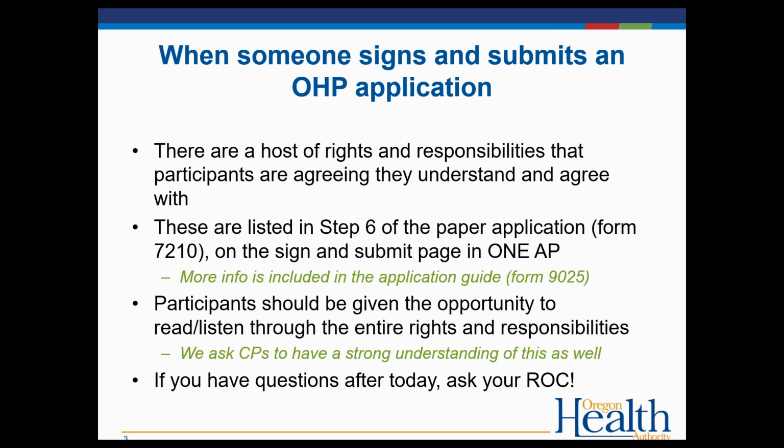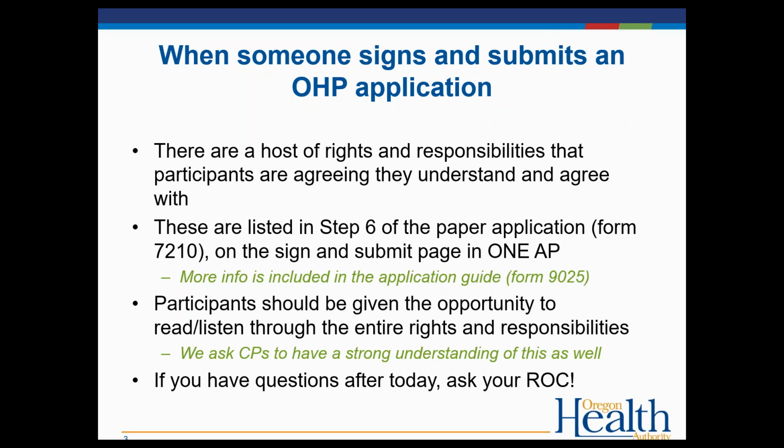I want to start out by saying that there are a lot of different rights and responsibilities built into both the application and the application guide, and we're not going to be going over all of them exhaustively. There are a lot of things people are agreeing that they both understand and agree with when they sign their OHP application. You can find a lot of that under Step 6 of the paper application, which is that official Form 7210. It's also the information on the Sign and Submit page in One Applicant Portal.